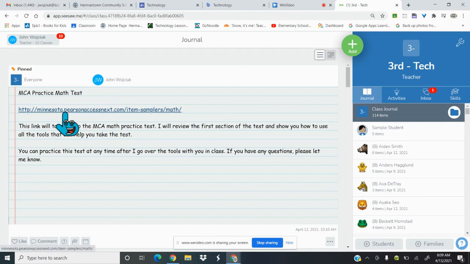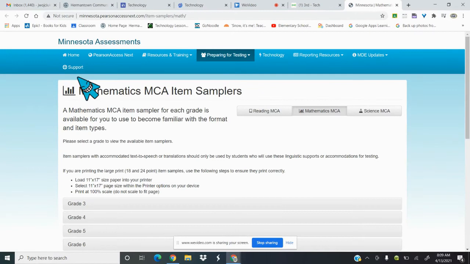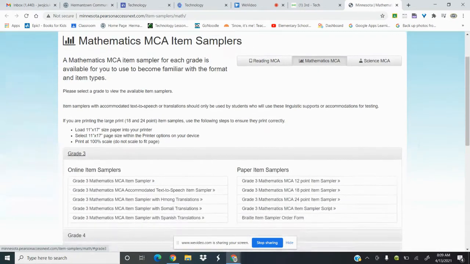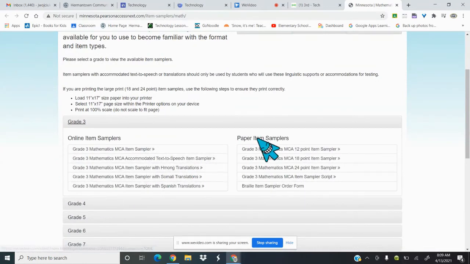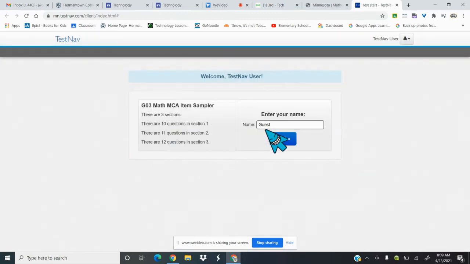So go ahead and click on this link. I'm going to tap on the link again. I'm going to click on third grade, and then it's going to come up with paper samplers and online samplers. You're going to choose online samplers, the first bar or section that you're going to click on right there. And it'll load and it'll come up as a guest. You can keep it as a guest. You do not have to type your name into this box.